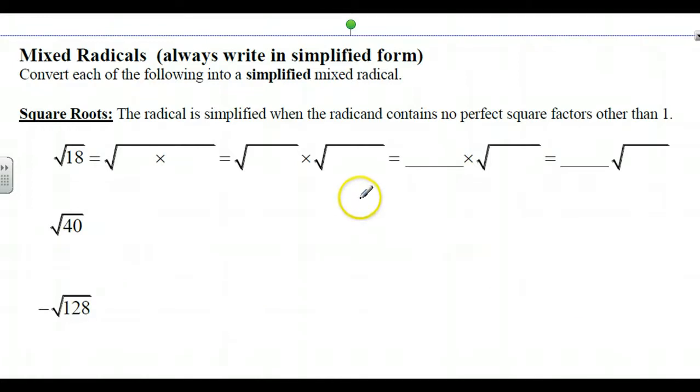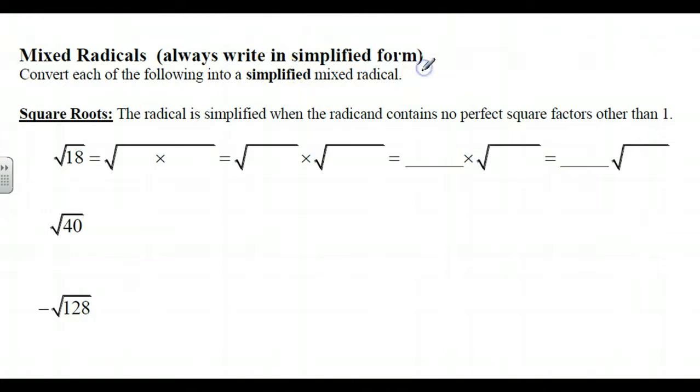Okay, mixed radicals. Always write in simplified form. We are going to convert each of the following into a simplified mixed radical. If we say mixed radical, it's simplified. We don't have to go beyond that. Square roots: the radical is simplified when the radicand contains no perfect square factors other than 1. So here's what we're going to do. We're going to look at the number here and write it as the product of two numbers, one of which is a perfect square.